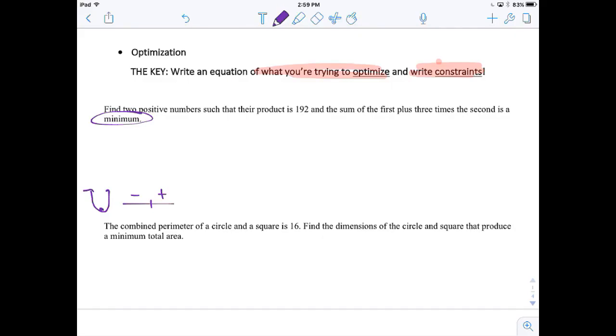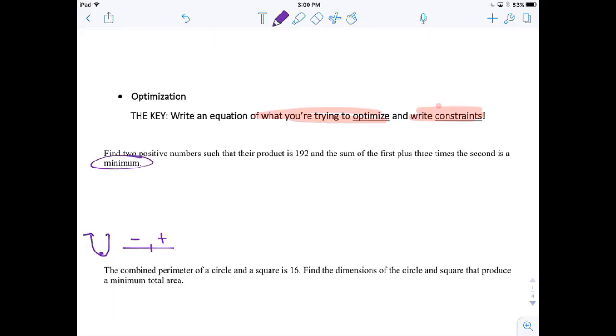Now, let's find two positive numbers. So let's call those x and y. And again, we could write let statements here, but this is just a quick review. Their product is 192, and the sum of the first plus 3 times the second is at a minimum. So here's what I'm trying to optimize: the first plus 3 times the second, x plus 3y. You can call that O, you can call it whatever, but that's the equation that I'm trying to optimize. So I'm going to call that O so I remember that.